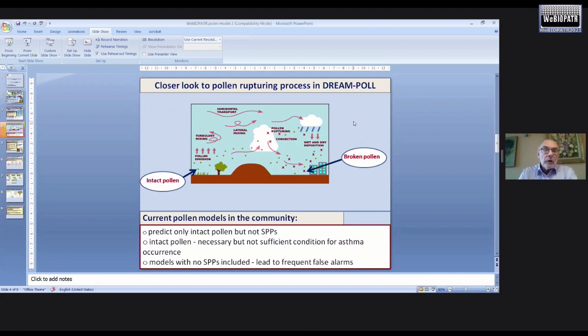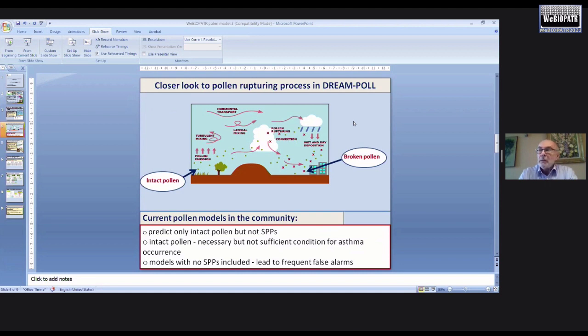So as I said before, current pollen models in the community, most, not all of them actually, predict only intact pollen, but not SPPs. So this is the major information that we have to keep in mind. Intact pollen, which is from 20 to 70 microns in diameter, is a necessary but not sufficient condition for asthma occurrence.